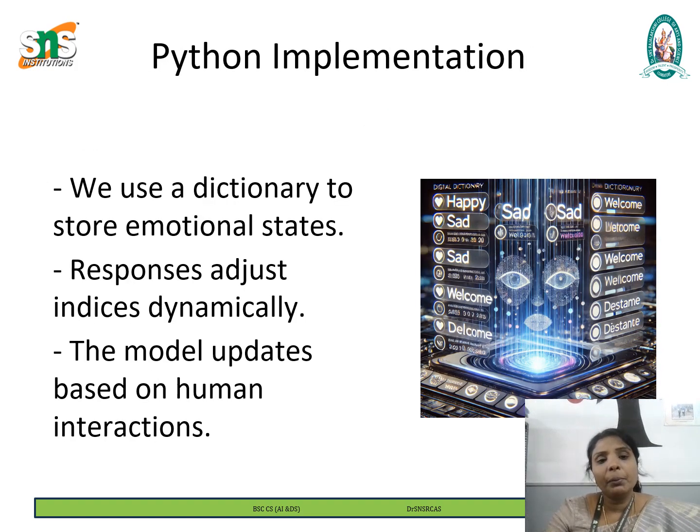Next one is the Python implementation. In our approach, we use a dictionary to store and track emotional state dynamically. This allows us to monitor student engagement and sentiment through the lecture. So how does it work? Dictionary for emotional states. We maintain a dictionary where each emotional tag, that is happy, sad, welcome, distant, has an associated index value. These indices represent the frequency or intensity of responses falling into each category. Dynamic adjustment for indices: every time a response is recorded, the corresponding emotional index is updated.